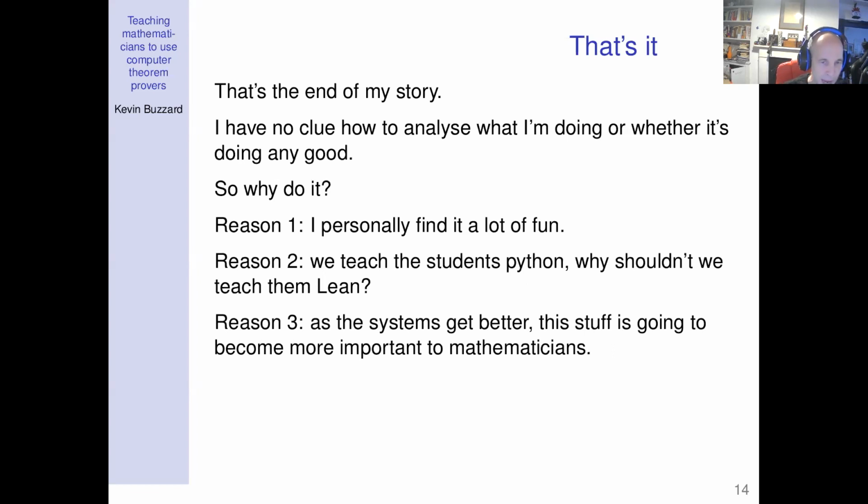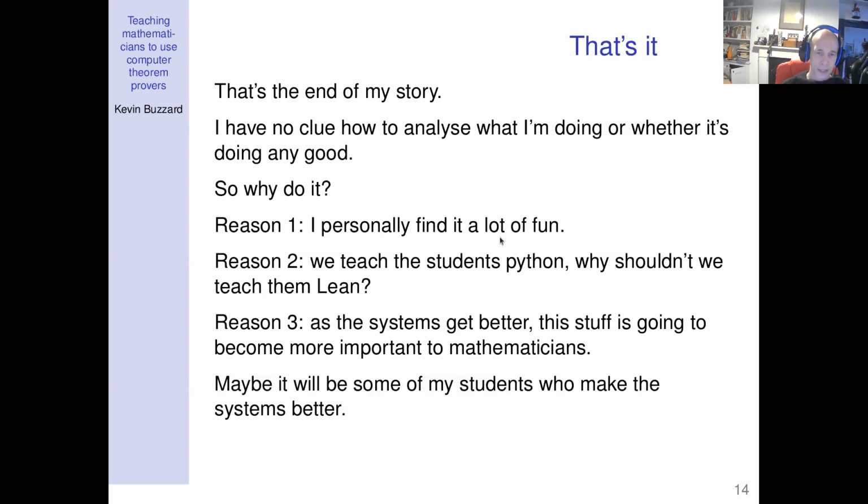These systems are going to get more powerful. You know, people are using them to do AI, to try and get AIs to generate proofs automatically. And I do think that these systems are going to start playing more of a role in research level mathematics. And so I think one can argue that because these systems are going to get better, they might become more important to research level mathematics, we should really be teaching our undergraduates how to use them.